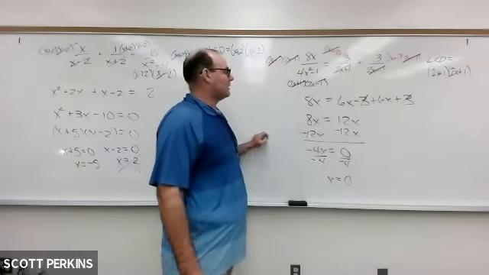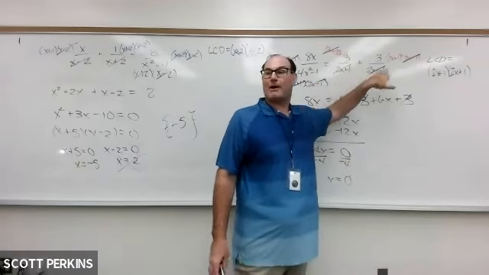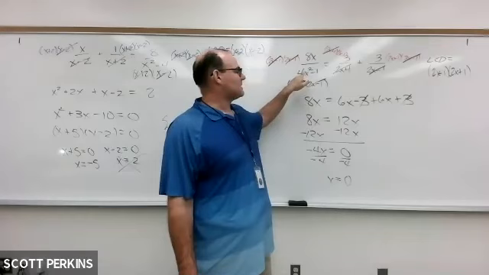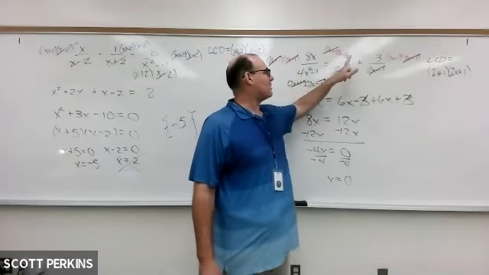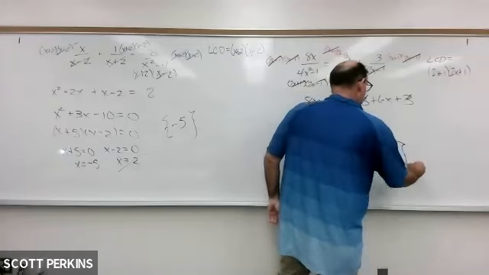That's my answer. Does 0 make any of these denominators 0? Do I have to throw it out? Nope. It makes this denominator negative 1, this one positive 1, and this one negative 1. So that's all fine. So my solution set is 0.